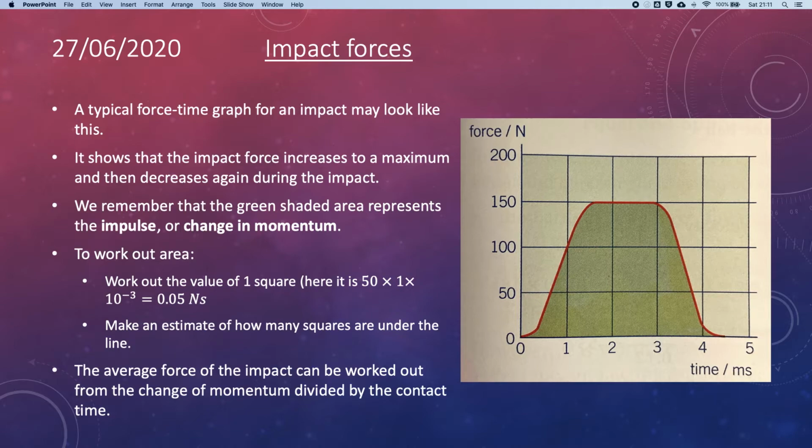The average force of the impact can be worked out from the change in momentum divided by the contact time. So assuming we've worked out the area under the graph, we can work out what the contact time is by reading off the axes. It goes from 0 to 4.5. So if we said there were 9 squares underneath, 9 squares times 0.05 is 0.45. 0.45 divided by the contact time, 45, gives us an average force of 0.1. I've worked that out wrong, haven't I?